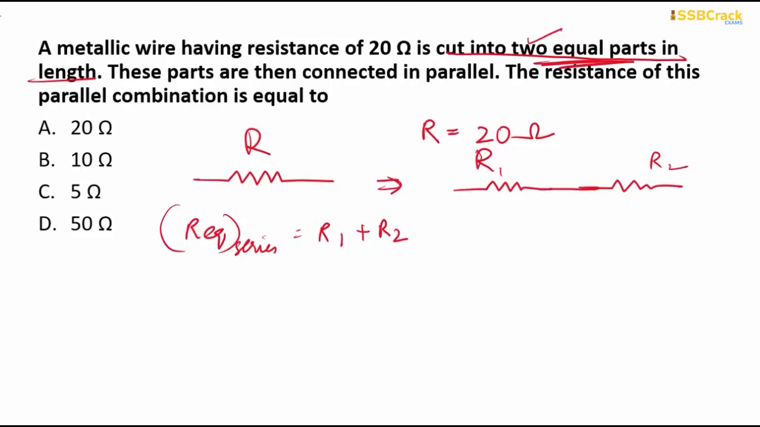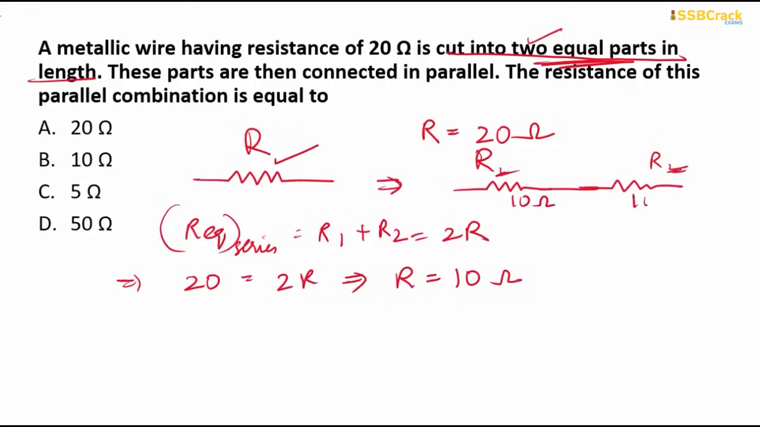Two equal parts, so we will consider this both as R only. So what is it? It is equal to 2R. What is R equivalent that is mentioned? The main R, that is 20 ohms, and from this, 20 is equal to 2R. So each resistor's resistance is equal to 10 ohms. This is 10 ohms and this is also 10 ohms. With this, one part of the question is done.